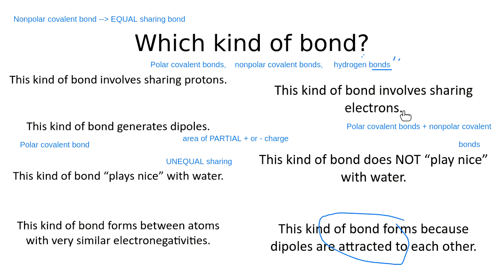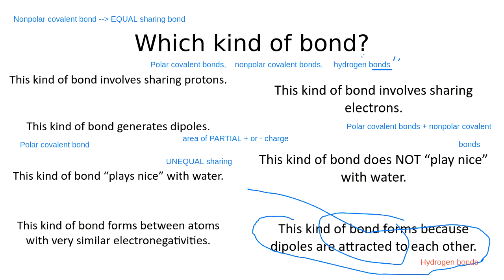Yep, there's our circle. When we're talking about dipoles being attracted to each other, that's the way a hydrogen bond forms. Dipoles are what we see forming our hydrogen bonds. So hydrogen bonds form when two dipoles are attracted to each other. Now those dipoles are these partial positives or negatives.